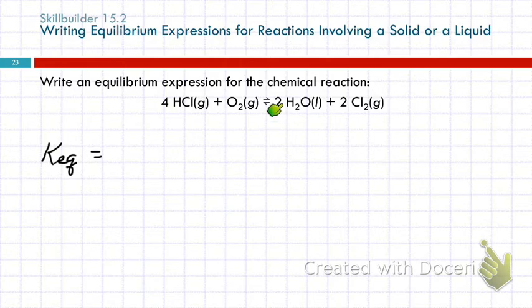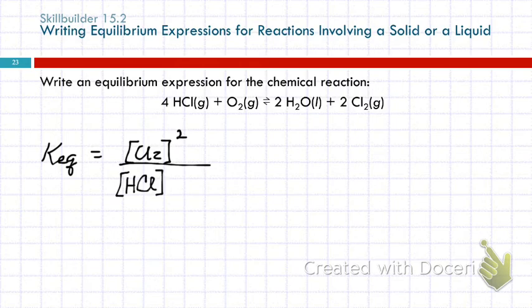So we're going to leave this one out, and we're going to have this concentration. So we've got the concentration of the chlorine gas, and the coefficient there is 2, so this is squared. And then we divide by the reactant concentrations. Here we've got both gases, so those can change in concentration. So we've got HCl, and what should be the exponent there? 4. And the O2 would have an exponent of what? 1. So that's the equilibrium expression for that chemical reaction.